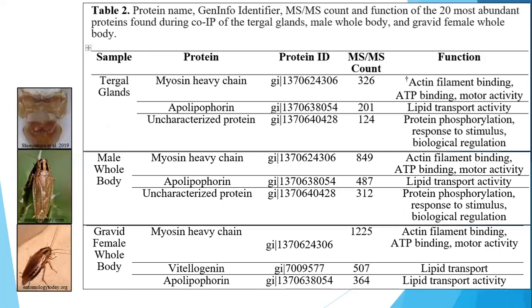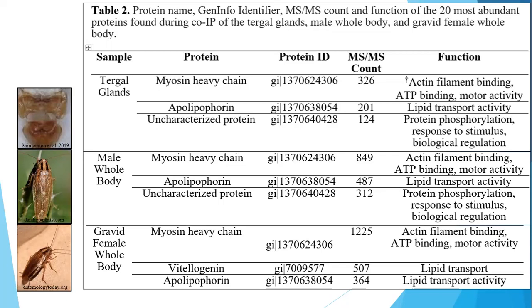And I found that there were some similarities. For example, myosin heavy chain was the most abundant in all of the samples. So the Tergal glands, the male whole body, and the Gravid female whole body had relatively high amounts of myosin heavy chain. This differs a little bit from the mass spectrometry of the Tergal glands by themselves without co-immunoprecipitation. So this means that myosin may in fact be interacting with longitude because it differs from the most abundant protein found in the Tergal gland tissues.